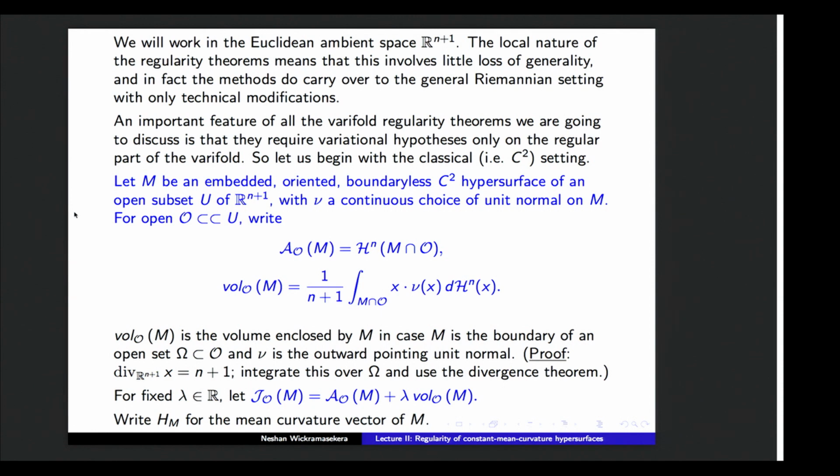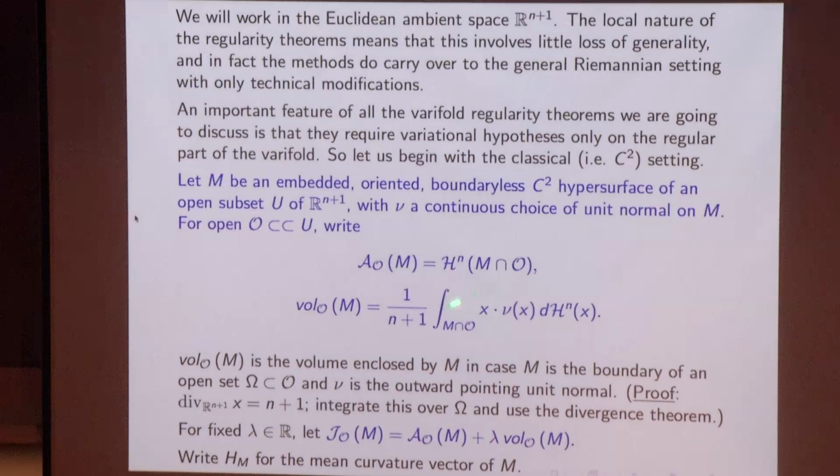You can just take the divergence of the coordinate vector field, which is n plus 1, integrate this, and then use the divergence theorem. You can write it as a boundary integral. And now you can use this as a definition of your enclosed volume without M being enclosing anything, as long as it's oriented, as long as you have a unit normal.